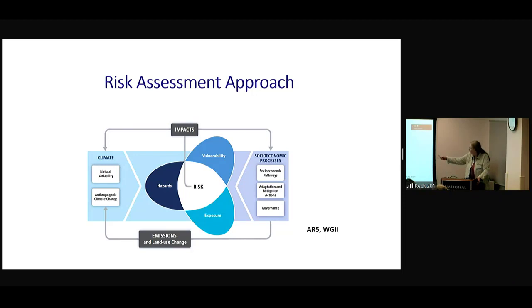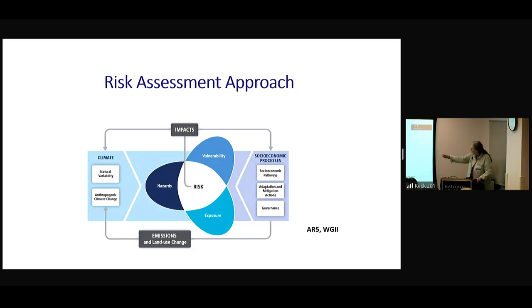So this is just what's called the propeller diagram from Working Group Two, the AR5. One of the things I really liked about this diagram is the fact that it balances the socioeconomic processes with the climate. So climate is once again no longer the top dog, if you will. It's kind of like the meowing cat somewhere in the middle. Sorry, I just couldn't resist that. I should have, but couldn't.